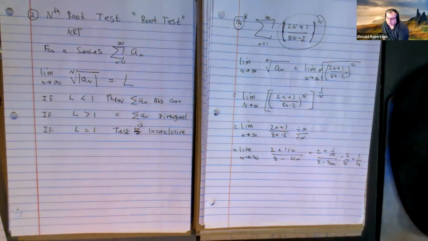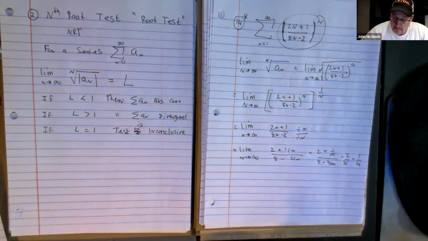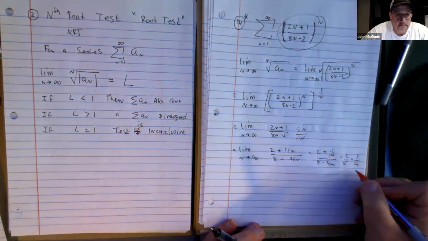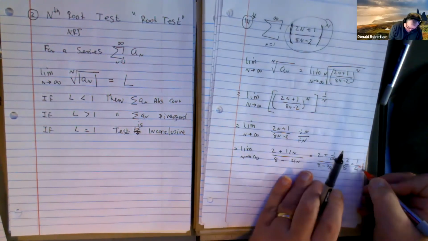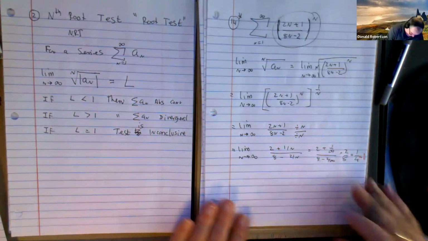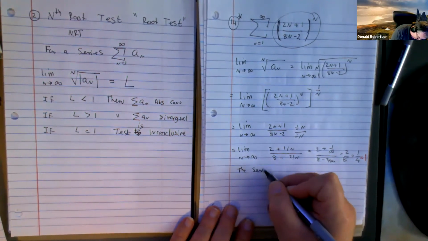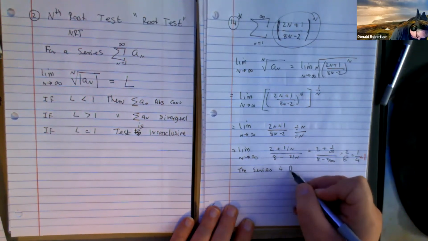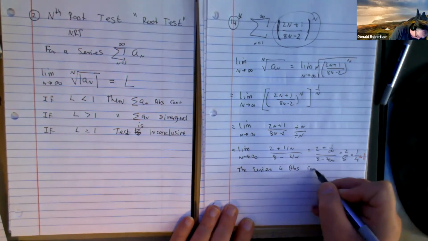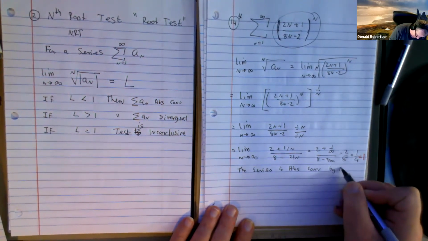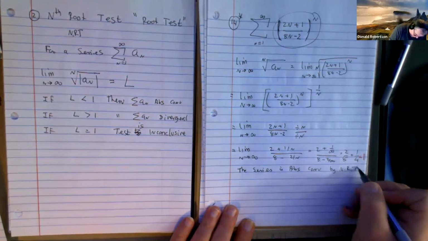Conclusion: absolutely converges. Yes, we're emphatic about it. It absolutely converges. So the series is absolutely convergent by the nth root test.